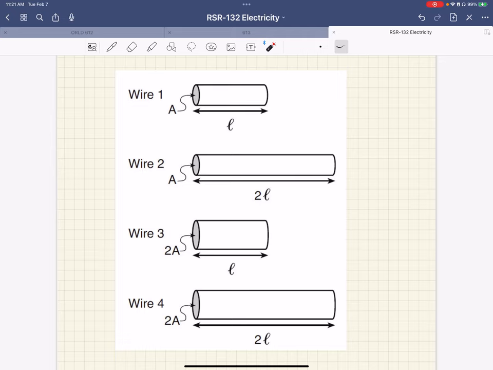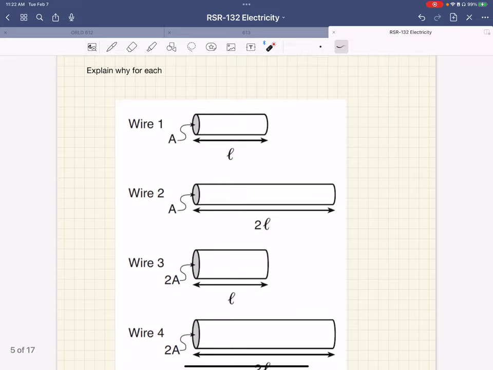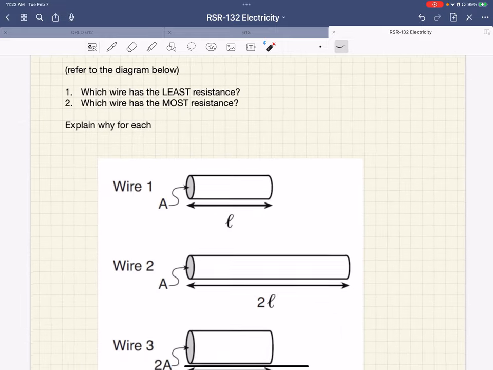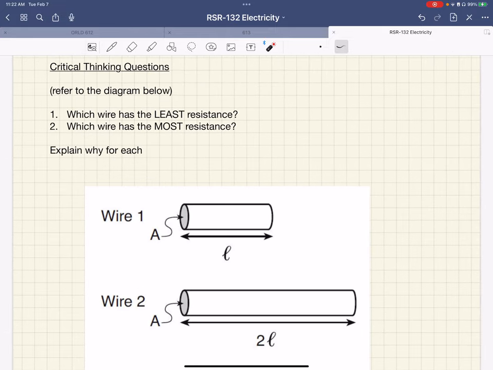So in this case, the diameter there and there is equal, but you can see the difference here, it's twice as wide. And then if you go here, we have L for length, and you can say the length here and here is equal, but here and here is twice as long. So using the principles here that we just talked about, out of the 4 wires, which one has the least resistance and which one has the most? And then, of course, don't forget, explain why.